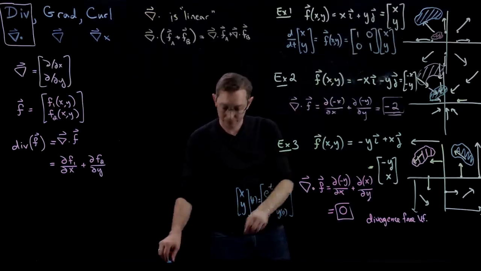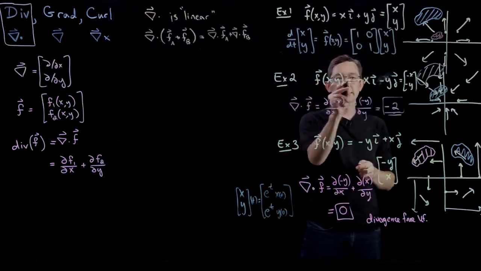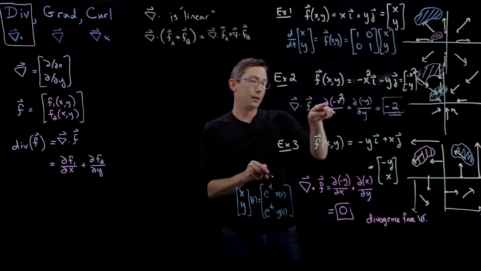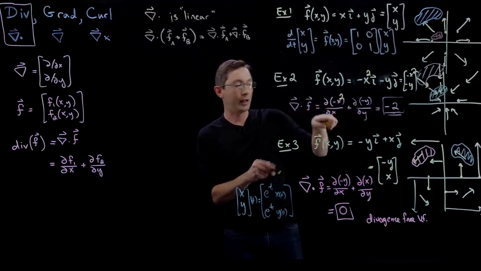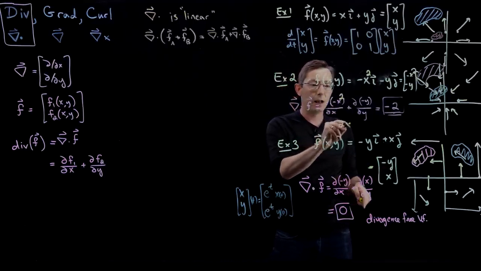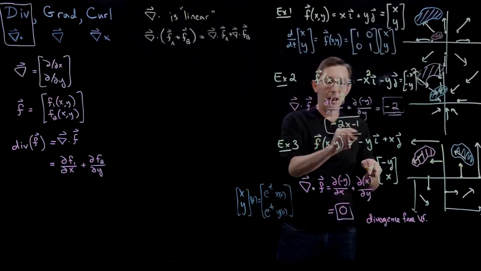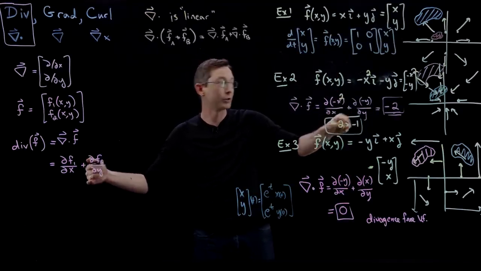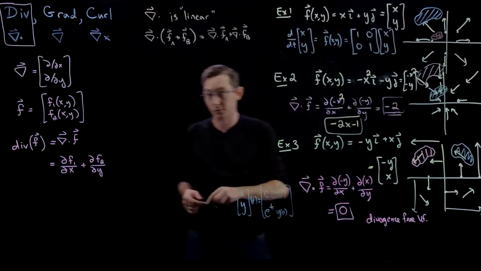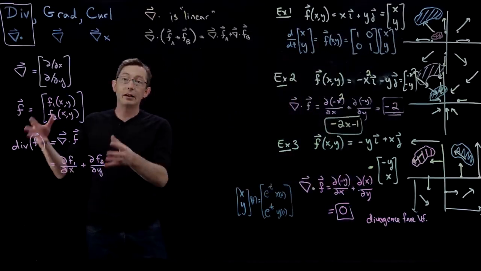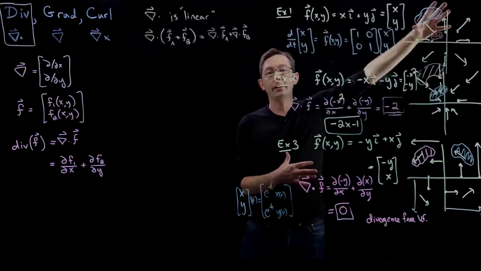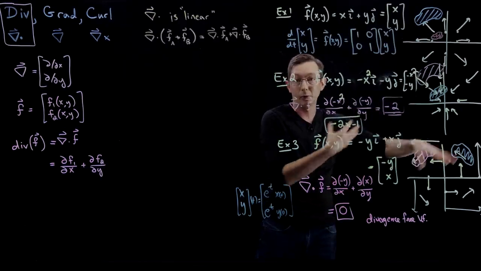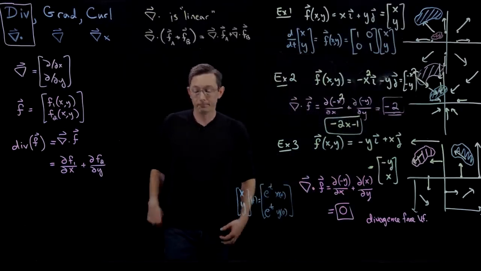If I made this an x squared here, then partial of minus x squared with respect to x would be minus 2x, minus 1. And the divergence would actually be a function of x. But it's still a scalar function. It's not a vector function. It's a scalar function of x and y. And it can quantify locally in my vector field whether my particle is expanding, contracting, or just doing a solid body rotation, which is divergence free.